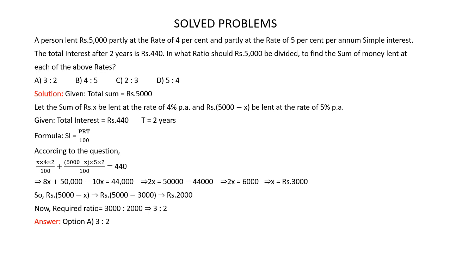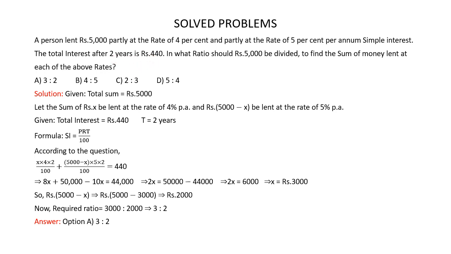Now it's given that the total interest after 2 years is rupees 440. So total interest is rupees 440 and time is 2 years. The total interest after 2 years is rupees 440 means that the simple interest earned at the rate of 4% per annum plus the simple interest earned at the rate of 5% per annum after 2 years is equal to rupees 440.